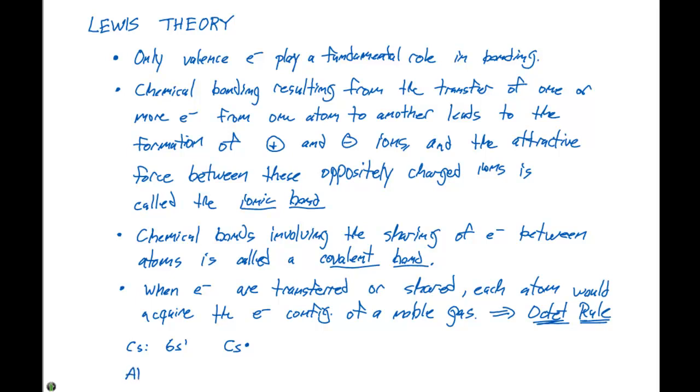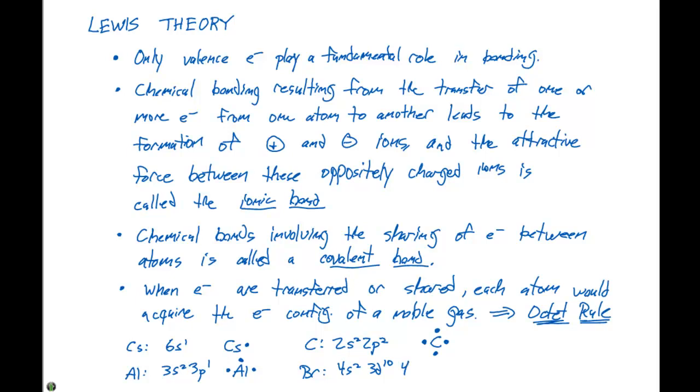For aluminum, we need to show that it has a 3s2, 3p1 valence electron configuration. So for aluminum, we need to put 3 electrons around that central atom. For carbon, we have an electron configuration of 2s2, 2p2 for its valence shell, and we will place 4 electrons around the carbon.